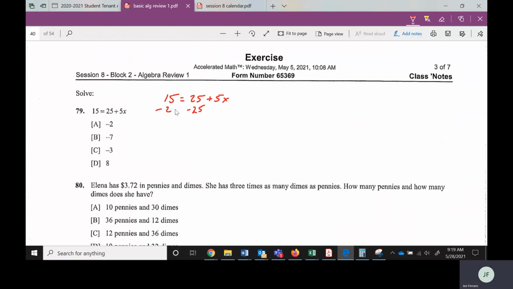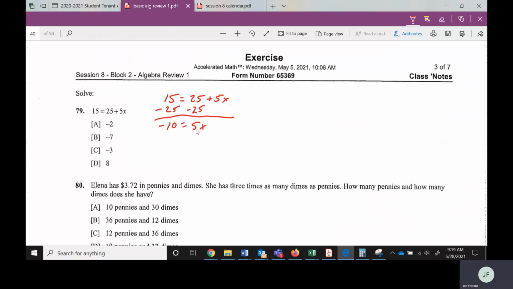And if we do it to one side, we have to do it to the other side. Because now 25 minus 25 is 0. And now we're left with just the 5x. Here we have 15 minus 25. So again, you could use your calculator, or you have 15 positive, 25 negative, and that gives you 10 more negative.